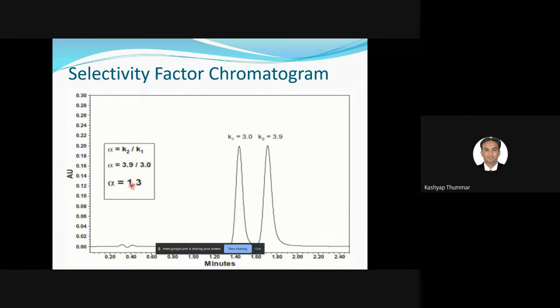So it has given the value 1.3. So the 1.3 value means it must be greater than 1. If it is greater than 1, then the two peaks are separated from each other. Now you have some idea why it must be more than 1. If it is less than 1, then the two peaks are merged. If the peaks are merged, then you can say the separation factor is less than 1.